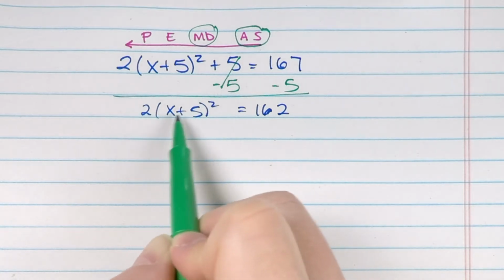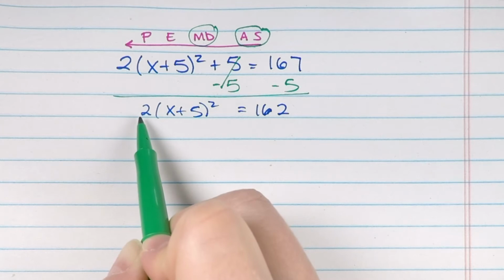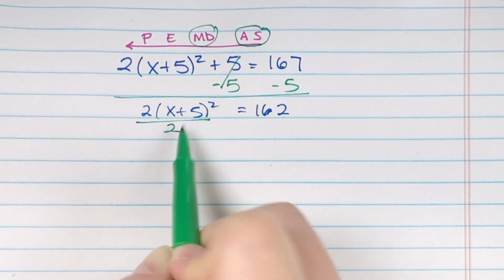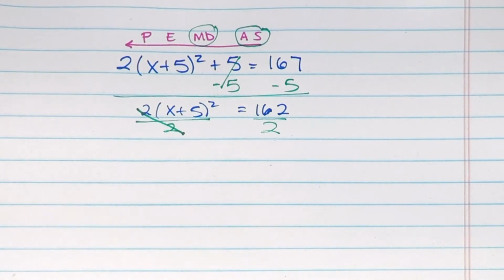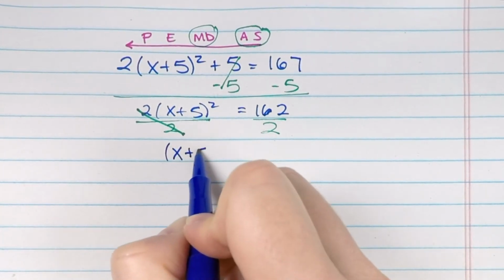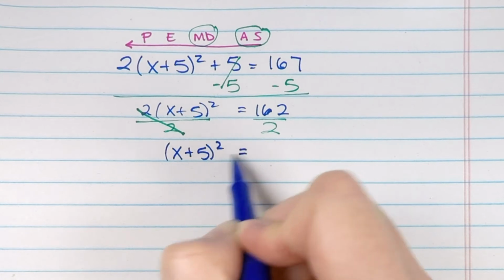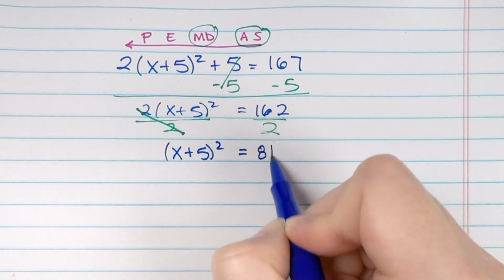So since we're going backwards, if I'm trying to get this squared part by itself, it's being multiplied by 2, so just do the opposite. We're going to divide both sides by 2. That way these cancel out, and then bringing down what's left over, I have just the parentheses squared. So the squared part is by itself now, and dividing these I get 81.